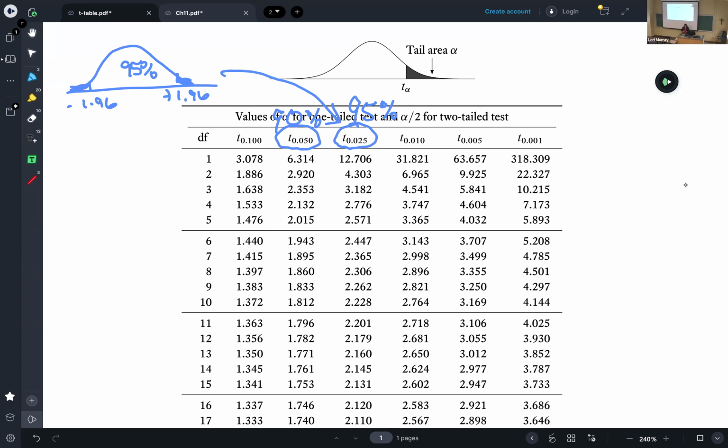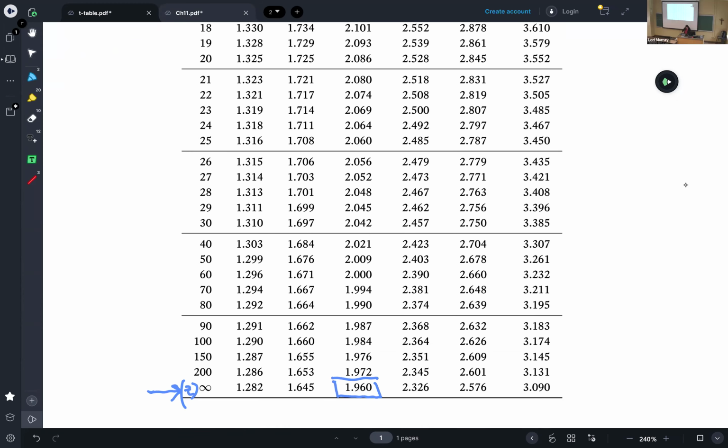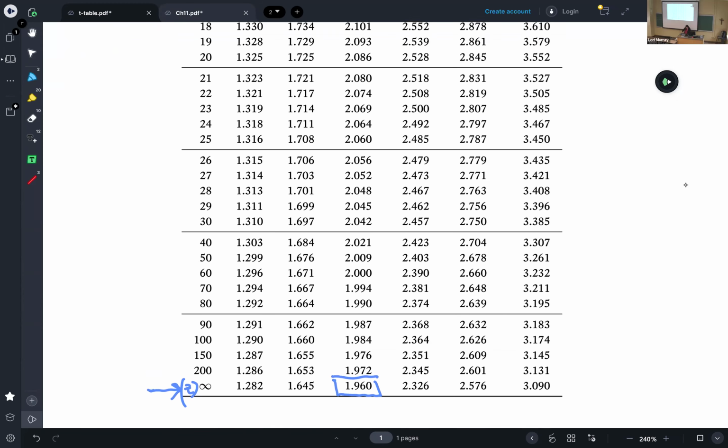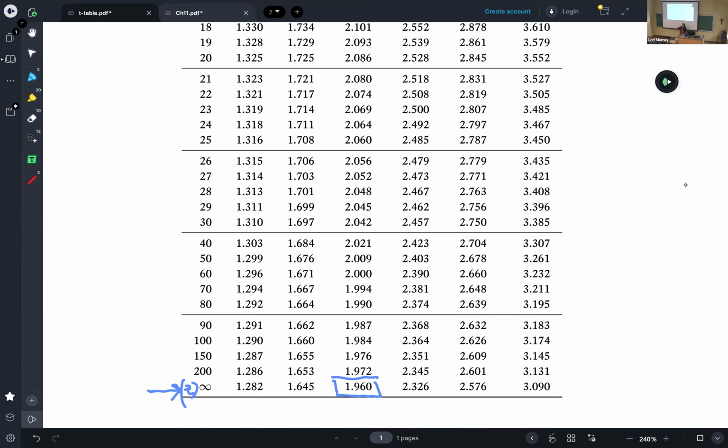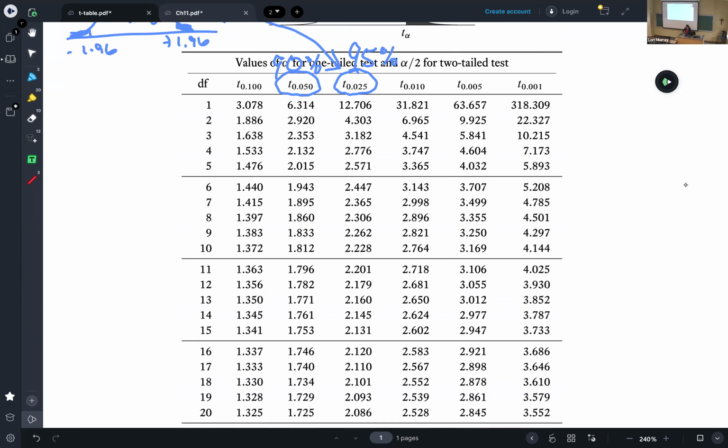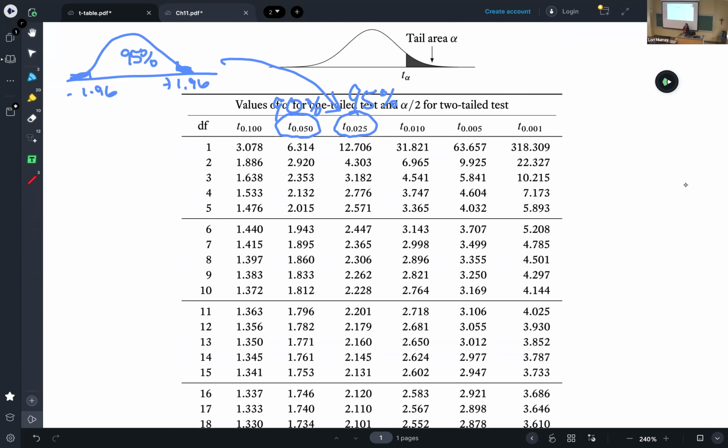Okay, so that's how you use this table for your confidence intervals. And if it's Z, that's when you know the population standard deviations, you just use that last row. Right? Okay, so we'll get back to the table.